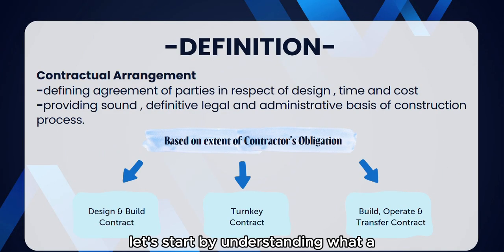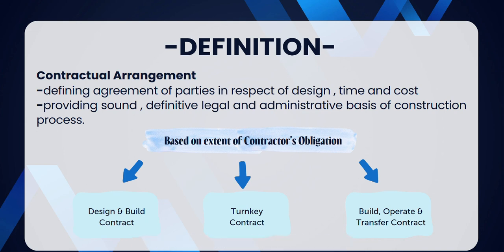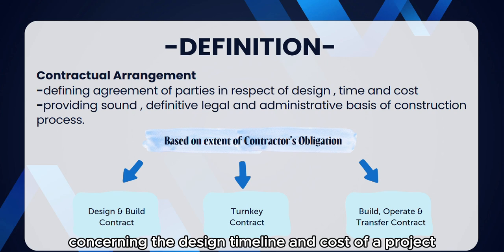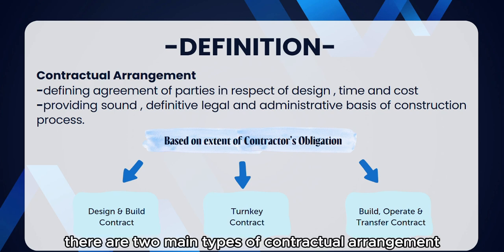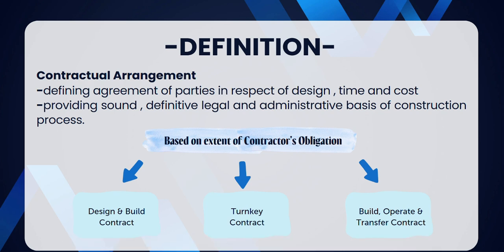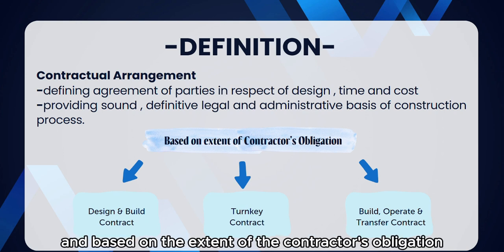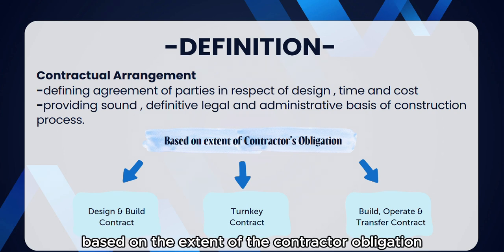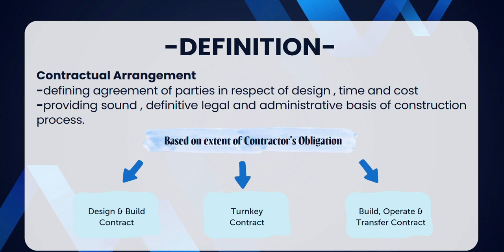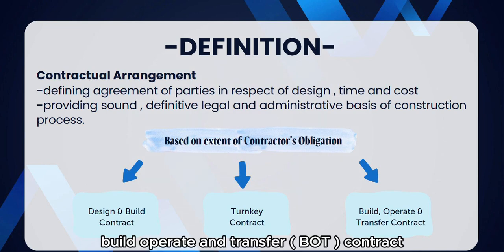Let's start by understanding what a contractual arrangement is. It is an agreement between parties concerning the design, timeline, and cost of a project. It also provides a solid legal and administrative foundation for the construction process. There are two main types of contractual arrangement, based on contract price and based on the extent of the contractor's obligation. Today, we will focus on the second type, based on the extent of the contractor's obligation, which includes 3 contract types: design and build, turnkey, build, operate, and transfer BOT contract.